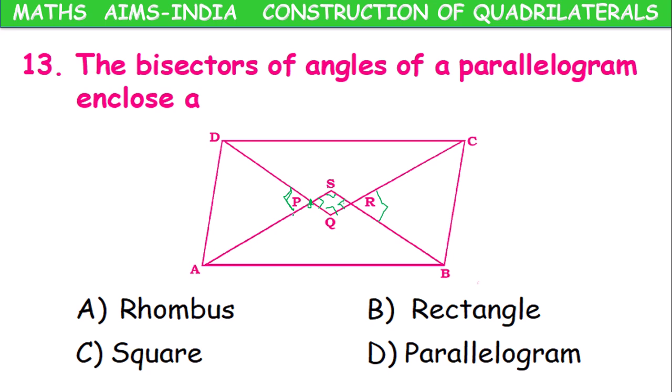All angles are right angles. So it will be a rectangle. And one more thing, it's a parallelogram, so opposite sides will be equal, because we have taken this structure in a parallelogram. Opposite sides will be equal. All angles are 90 degrees. So it will be a rectangle.